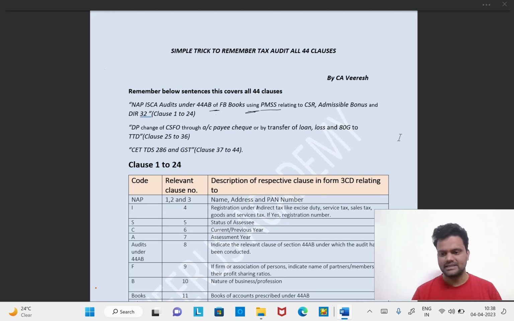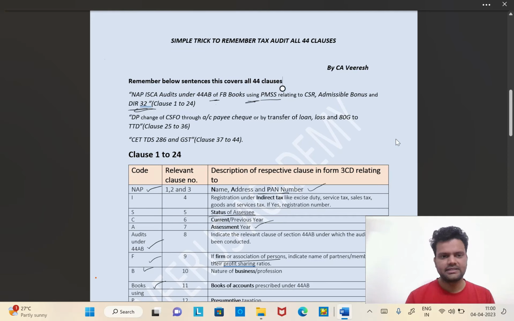What are those? CSR, corporate social responsibility. Second, admissible bonus. And DIR 32. By this time, you might know about this DIR 32 form. In case of a resignation of a director, this form will be there. See the sentence again: NAP ISCA audits under 44AB of FB books using PMSS relating to CSR, admissible bonus, and DIR 32. If you just remember this sentence, you will be able to remember the first 24 clauses of the tax audit.